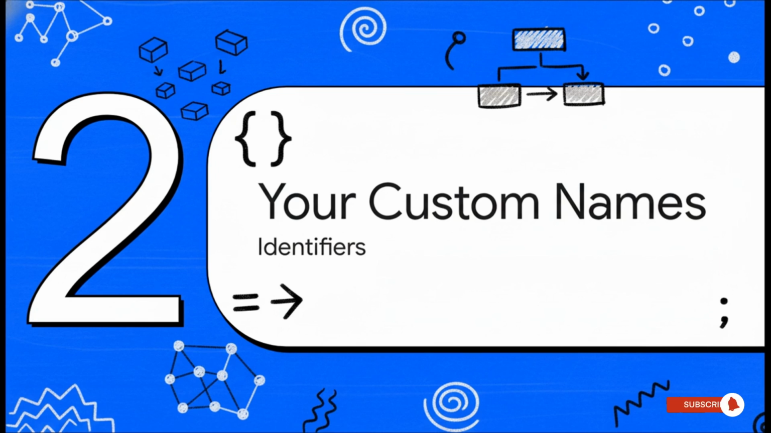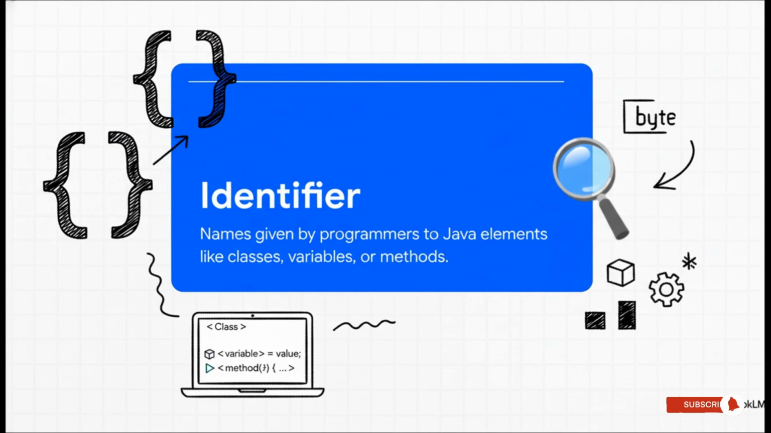Okay, so if we can't use all those special keywords, what are we supposed to use? Well, that brings us to the second piece of the puzzle, identifiers. This is where we get to be creative. These are the names that we, the programmers, make up ourselves. Now, identifier sounds like a big technical word, but don't let it scare you. It's just the official term for any name you give to something in your code, whether that's a class, a method, or a variable you're using to store some information.